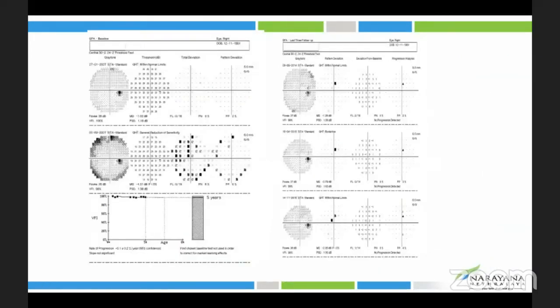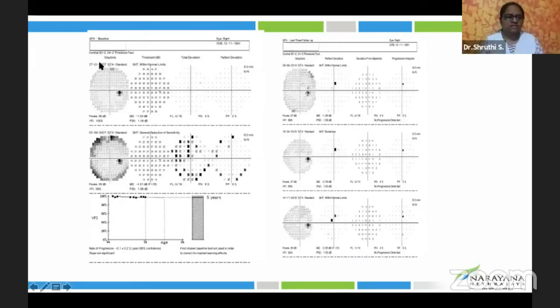So here is an example of another GPA summary where the patient was followed up from 2007 to 2015, where the visual field is almost stable. There is no progression. Rate of progression is -0.1. So it will flag as no progression is detected.